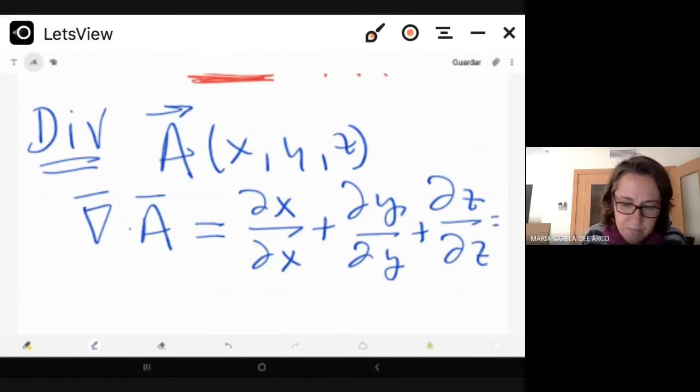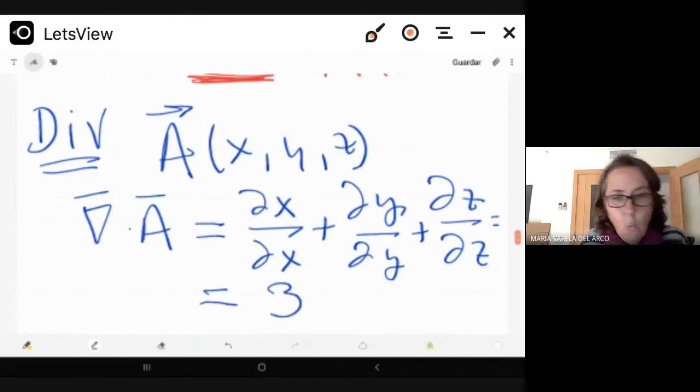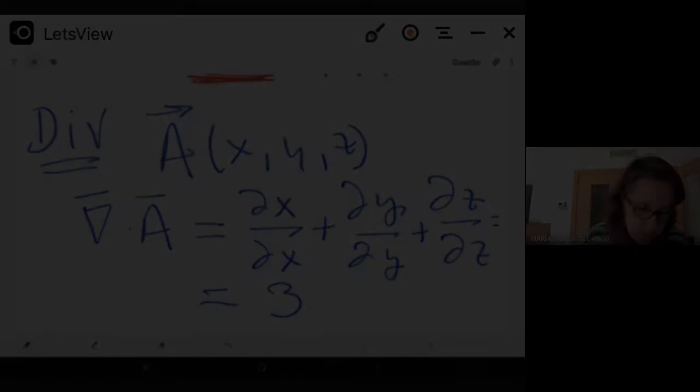What is this? Derivative of x with respect to x is a 1. Derivative of y with respect to y is 1. And then derivative of z with respect to z. And we're talking about partial derivatives. 1 plus 1 plus 1 equals 3. So the divergence of my field is not 0, it's finite, and it equals 3, when I calculate it in Cartesian coordinates. There we go.